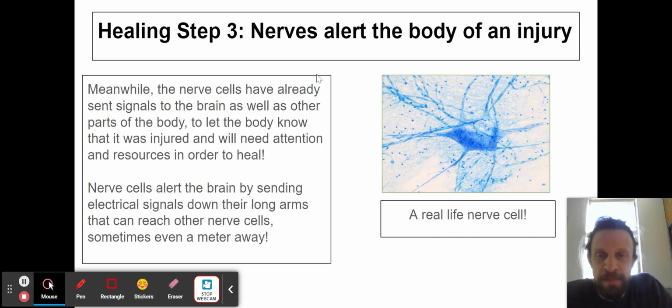So step three, your nerve cells alert the body of an injury. While this is happening, nerves, which are the cells that communicate throughout your whole body, send signals to your brain and other parts of your body to let your body know that it was injured and needs attention. Nerve cells, remember, are these long cells. They can be up to like a meter long, and they send electrical signals to each other to communicate. That's how they're telling your brain through these electrical signals that there's an injury and you need to send more platelets and more blood there.